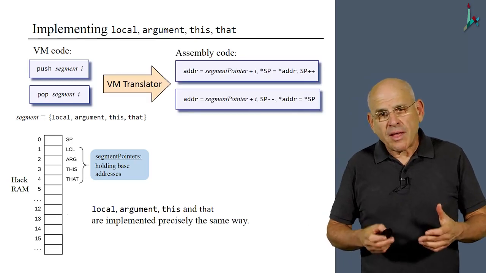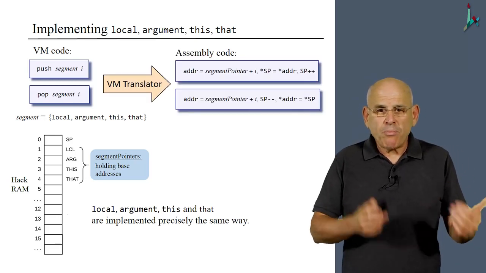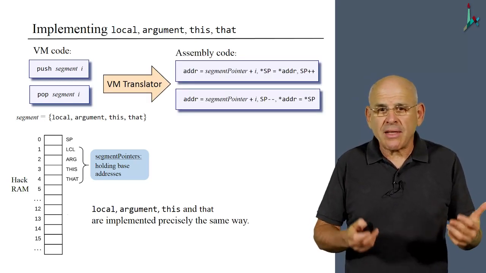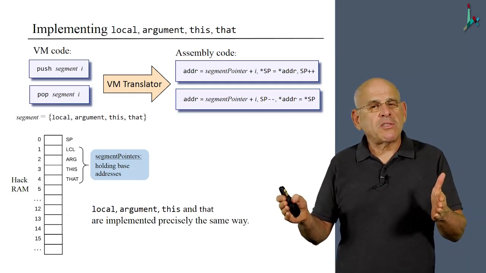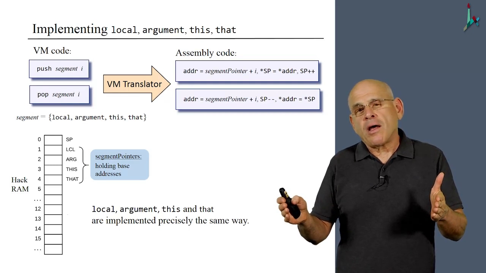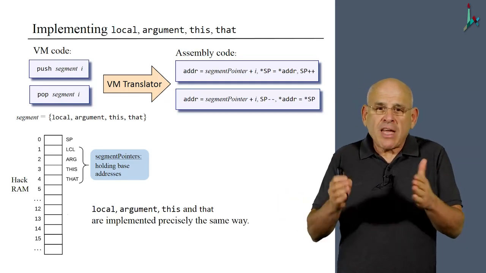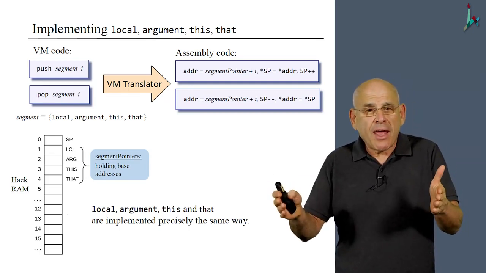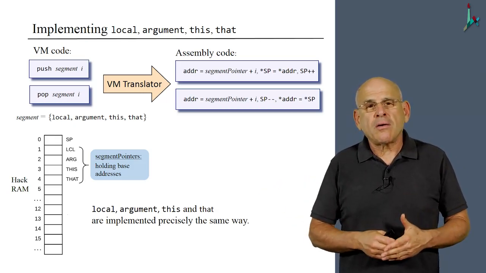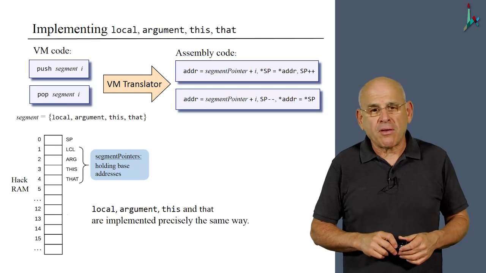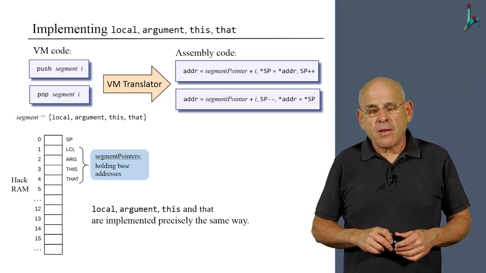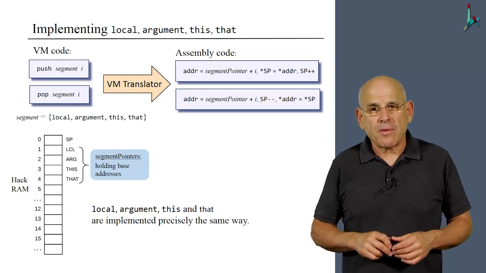And therefore, the implementation of the commands push and pop is also going to be exactly the same. We are going to use the same semantics that we used for the local segment, but instead of saying local, we'll say segment pointer name, where the segment pointer is the corresponding pointer to the memory segment that we are dealing with in the source code, in the VM code.